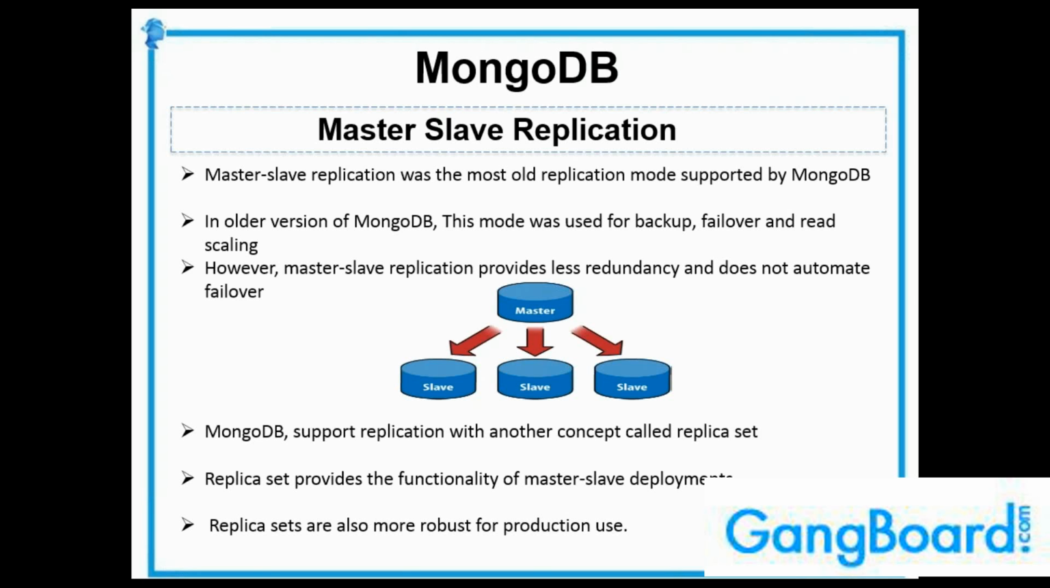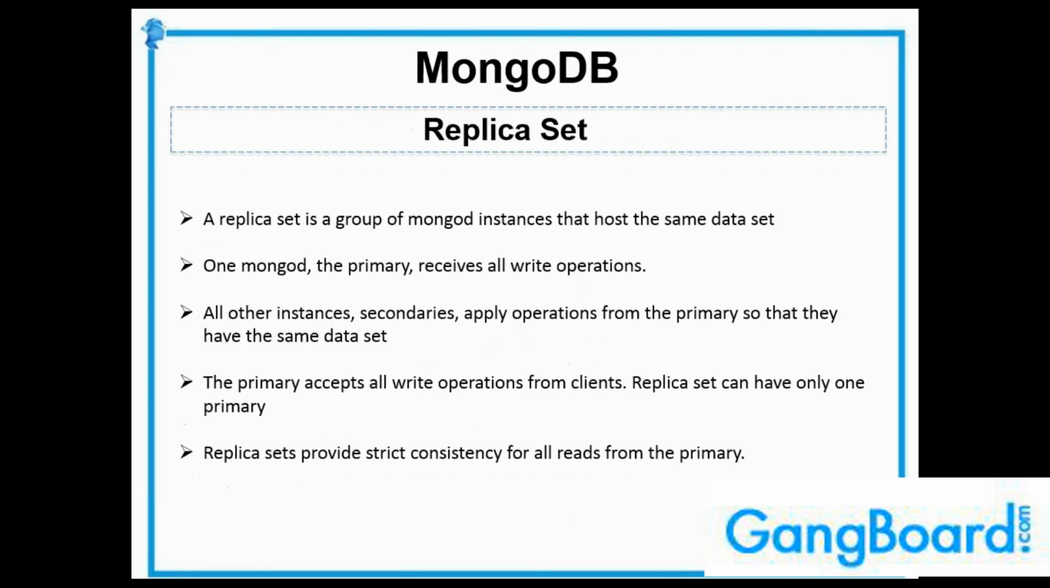Replica set means primary plus secondaries, all together called a replica set. As I said, a replica set is a group of MongoDB instances. Every MongoDB instance with the same replica name is called a replica set. They have to run with the same replica name. I will talk tomorrow about how to enable replication. In a MongoDB replica set, the primary receives all the write operations, and then it applies them to the secondaries.